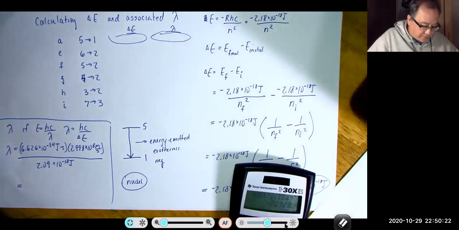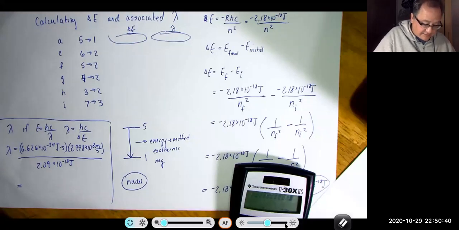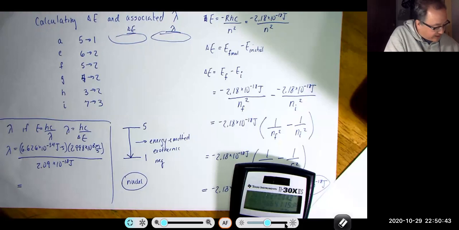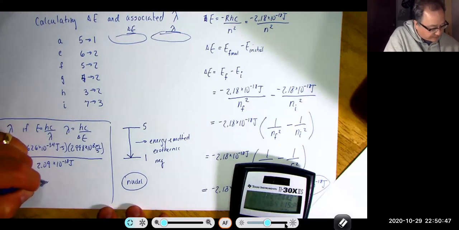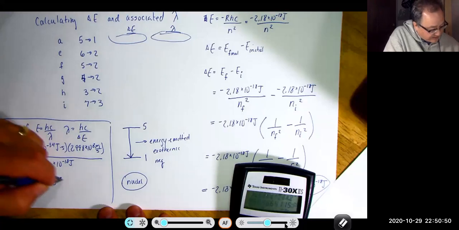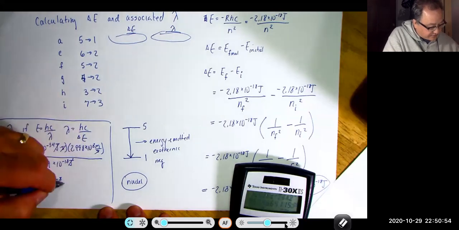I got 6.626 EE negative 34 times 2.998 EE8, and then divided by 2.09 EE negative 18. Okay, and so what I get here is 9.50 times 10 to the minus 8, and joules cancel, seconds cancel, so that's meters.